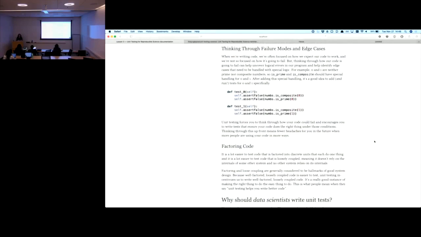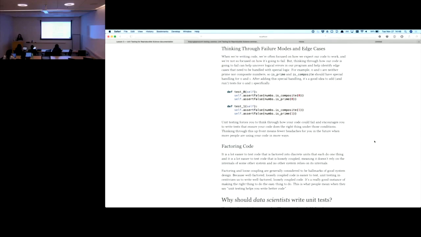Another one of the huge value adds of writing unit tests is that it forces you to think through the failure modes and edge cases of your code. We spend a lot of time, probably most of our time, thinking about how our code is going to work, and trying to get it to work. But thinking through how it's going to fail is a good way to identify logical errors in your program, and it can also help you identify edge cases that need to be handled specially.